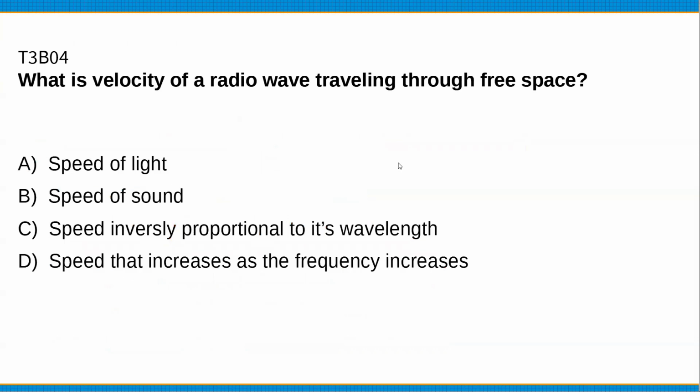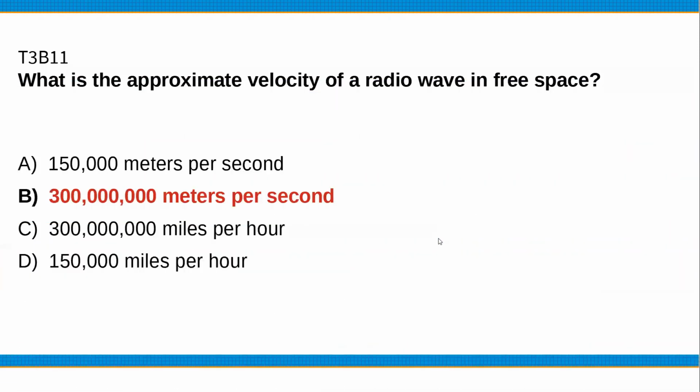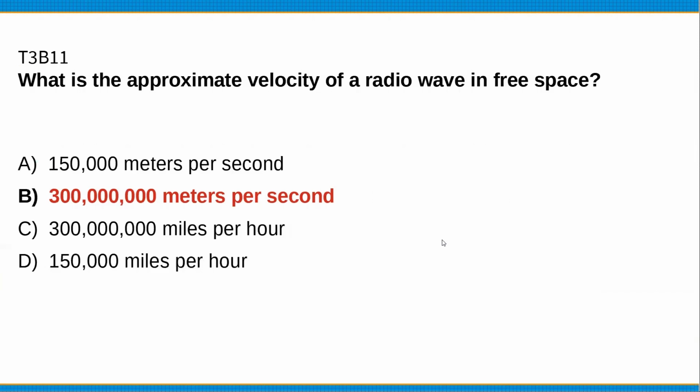What is the velocity of a radio wave traveling through free space? Speed of light. What's the approximate velocity of a radio wave in free space? 3 times 10 to the 8 meters per second. Yeah. But they're using 300 to the 6. Well, and that way it comes out megahertz.